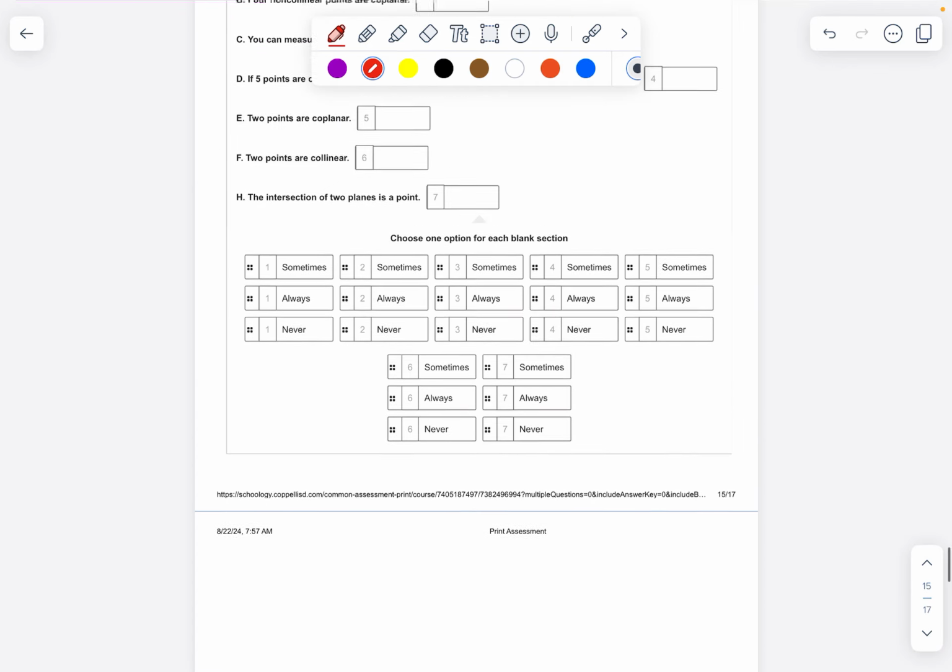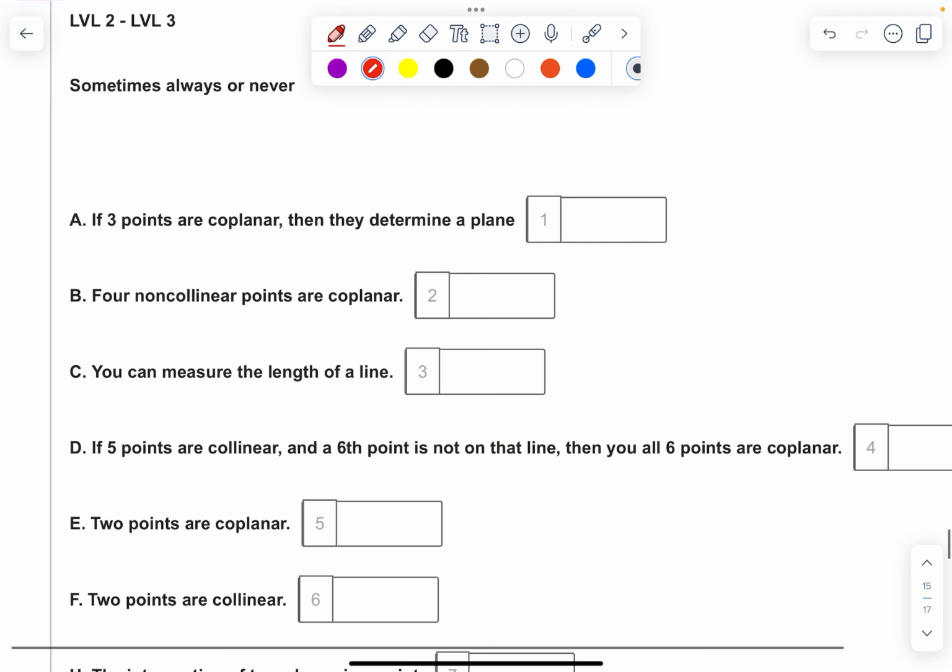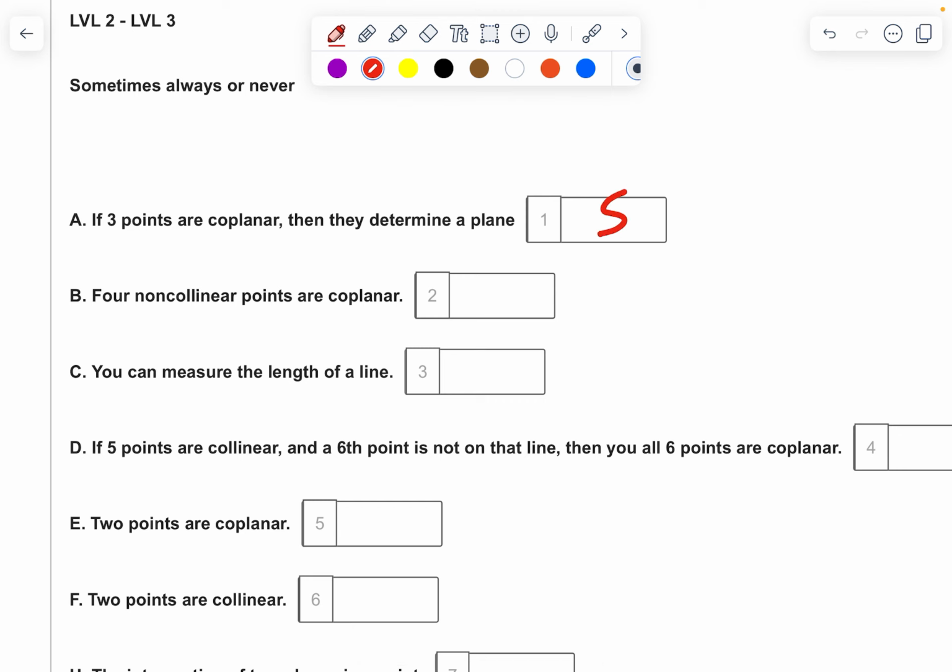All right. Well, last question. Darn it, we're already on the last question. Too easy. If 3 points are coplanar, they determine a plane sometimes. If they're in a triangle, yes. If they're in a line, no. 4 non-collinear points are coplanar. If they're 4 non-collinear points, they do not have to be coplanar. 1, 2, 3, 4, yes. But if we had this point somewhere else off the surface, the answer is now no.